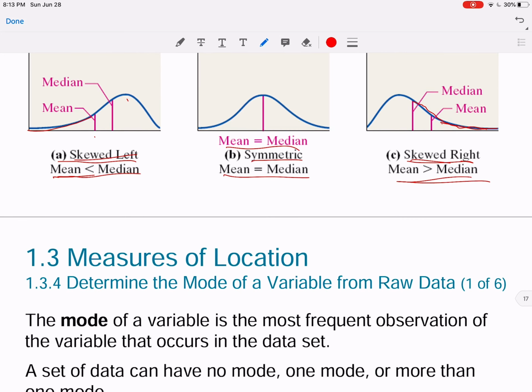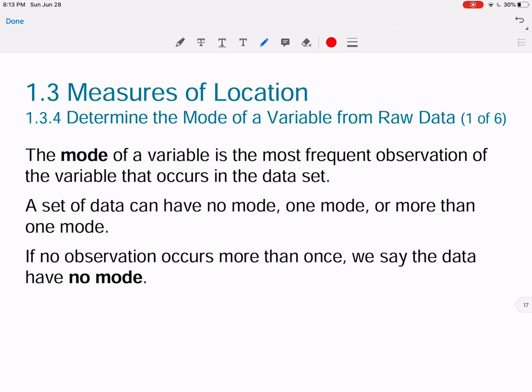Now after this, the very last definition in this part is called the mode. The mode of a variable is the most frequent observation of the variable that occurs in the data set. A set of data can have no mode, one mode, or more than one mode. If no observation occurs more than once, we say that the data have no mode.